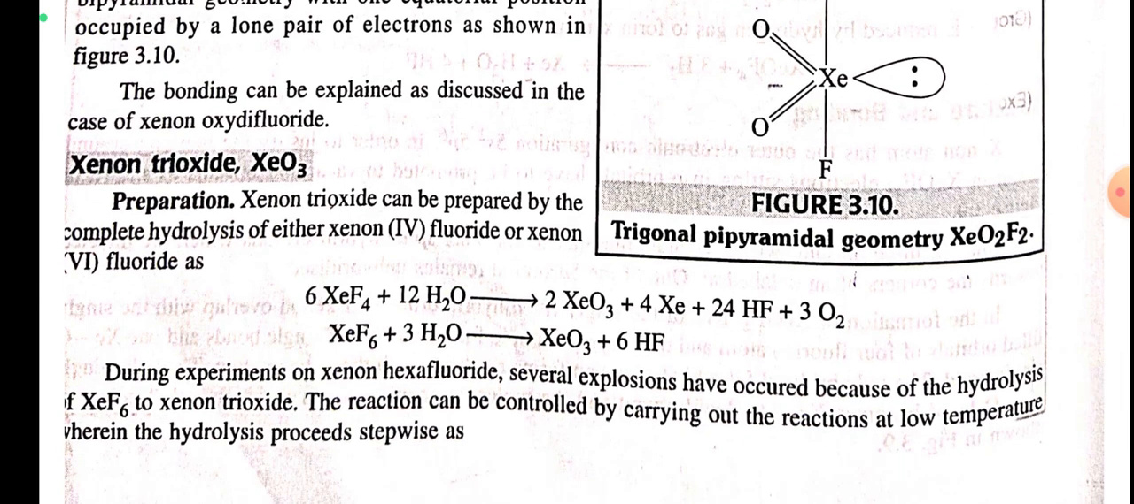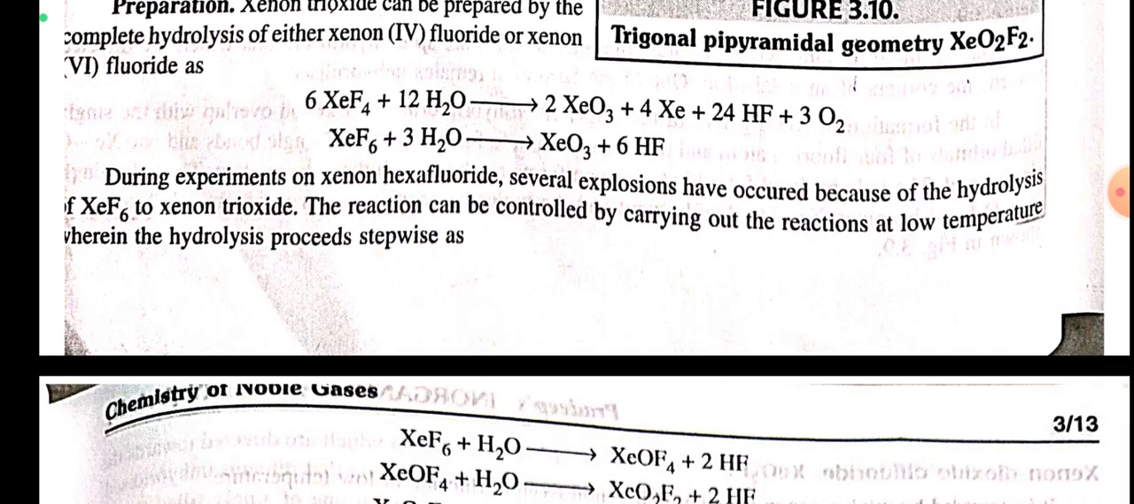Xenon trioxide. Xenon trioxide can be prepared by complete hydrolysis of either xenon tetrafluoride or xenon hexafluoride. Xenon tetrafluoride reacts with water to give xenon trioxide, xenon, HF and O2.